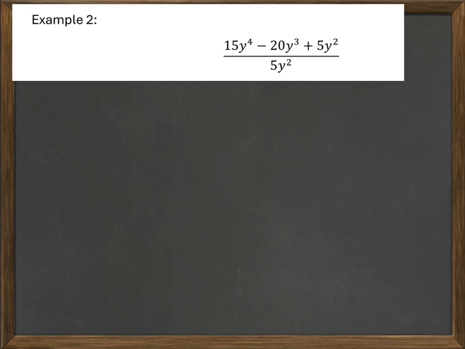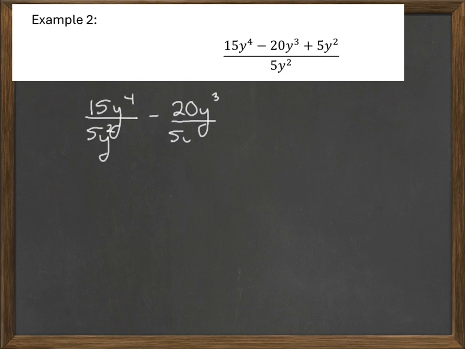Let's do another example. So again, remember, a good strategy in these videos is as soon as you think you are getting the hang of it, pause the video, work the example on your own, and then unpause it to see if you are right. So the first thing we're going to do is we have 15y to the 4th divided by 5y squared. Again, we're going to break this up into smaller fractions. So we have minus 20y to the 3rd divided by 5y squared plus 5y squared divided by 5y squared. Okay, so 15 divided by 5 is 3. This time the 3 does go in the numerator.